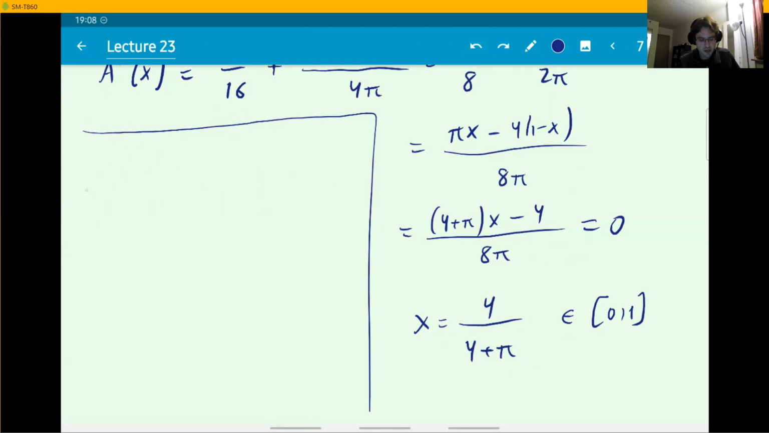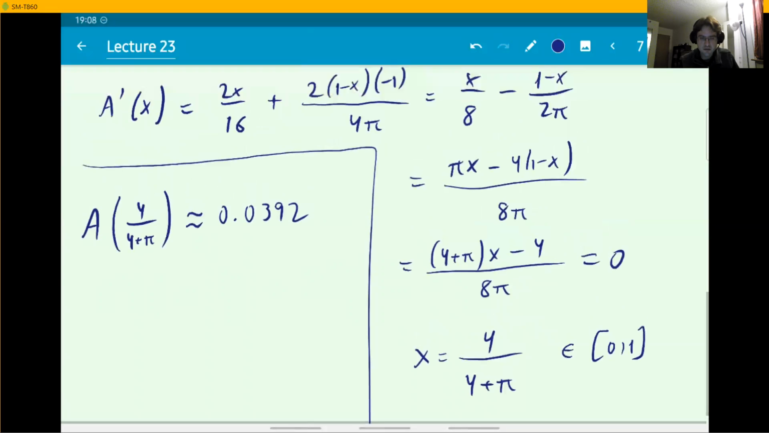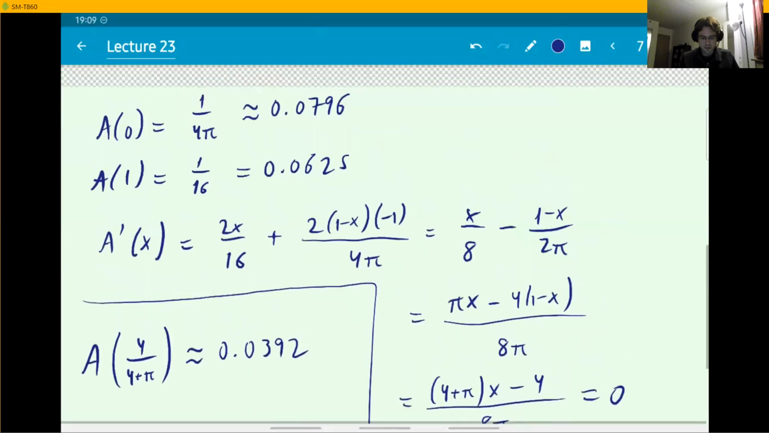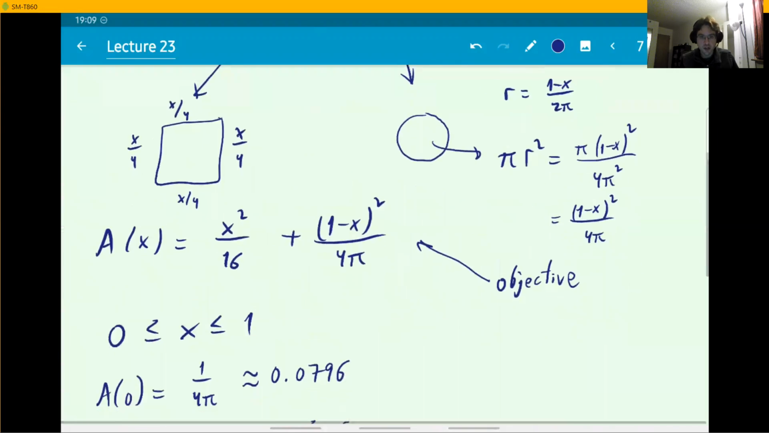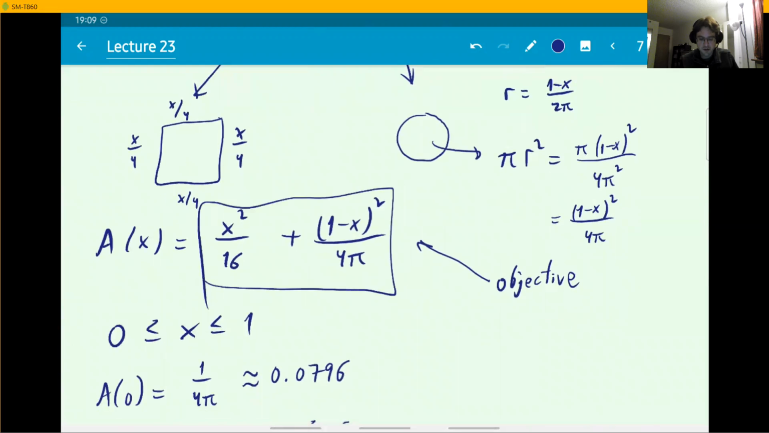So we need to figure out A of this ugly number. And that one turns out to be approximately 0.0392. So you see, this is the one that I was talking about, that you need a calculator for. Because I have to take this number and then plug that into the formula for A, not A prime, but A.